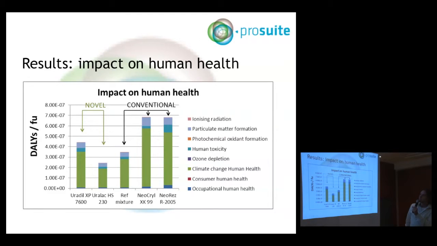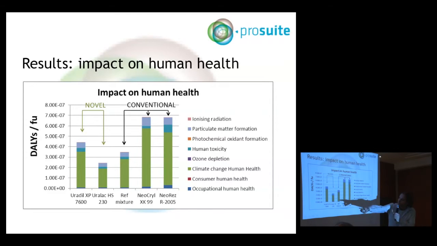Next slide, please. So then I will present to you the impacts on human health. Just for clarification, in all the next slides as well, the 2 resins on the left side are the novel resins, and the 3 on the right side are the conventional resins, of which the middle one is the conventional bio-based, and the right 2 are the petrochemical resins.